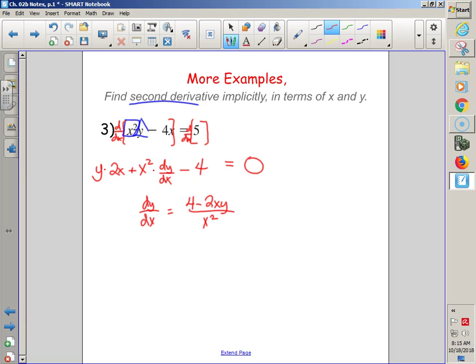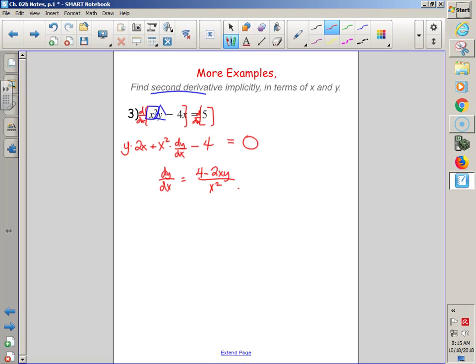Why is it a little bit sad, though? Why can't I box it and be done? All right. So second derivative, what do we have to do now? Quotient rule, because I have to take the derivative of both sides again. And what happens when you take the derivative of the derivative? You get the second derivative.